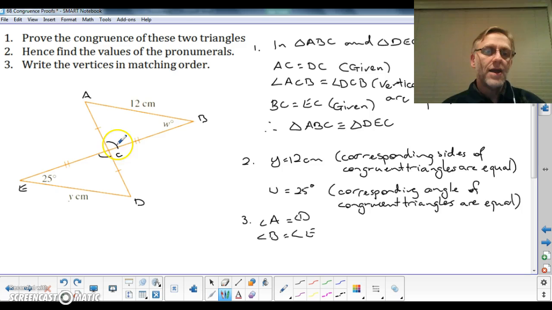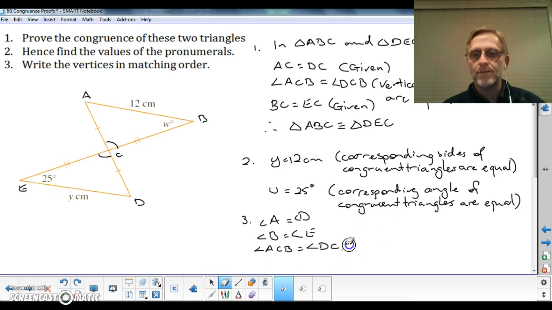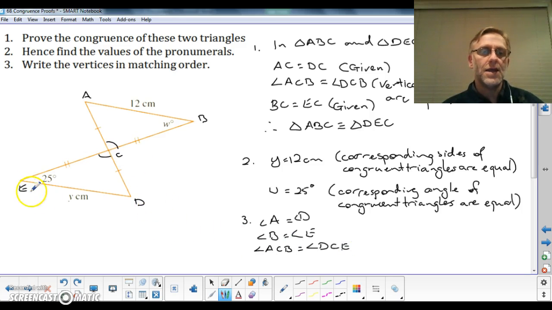That only leaves the angles at C. Now I can't use one letter angle names for them. I have to say angle ACB is equal to angle DCB. Same order again. Short side first, DC and AC. Long side second, CB and CB. Nope, should be E, shouldn't it? No mistake. Double check that. DCE. Yep, that's good. Okay. And that's the answer to that.